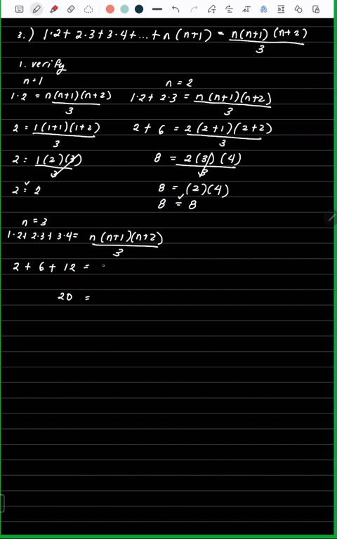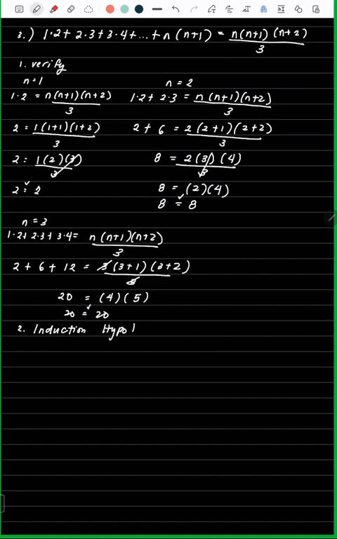Again, substituting our n with 3, that would be 3, 3 plus 1, 3 plus 2 over 3. And we can already cancel this out. So 3 plus 1 would be equivalent to 4, 3 plus 2 would be equivalent to 5. So for step number 1, as you can see, for n is equal to 1, n is equal to 2, and n is equal to 3, our mathematical statement is valid. So we can already go to the induction hypothesis.